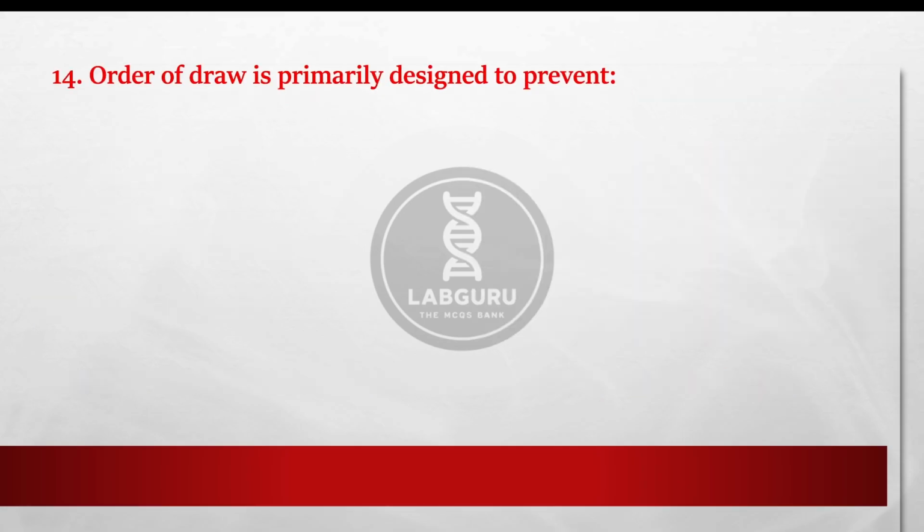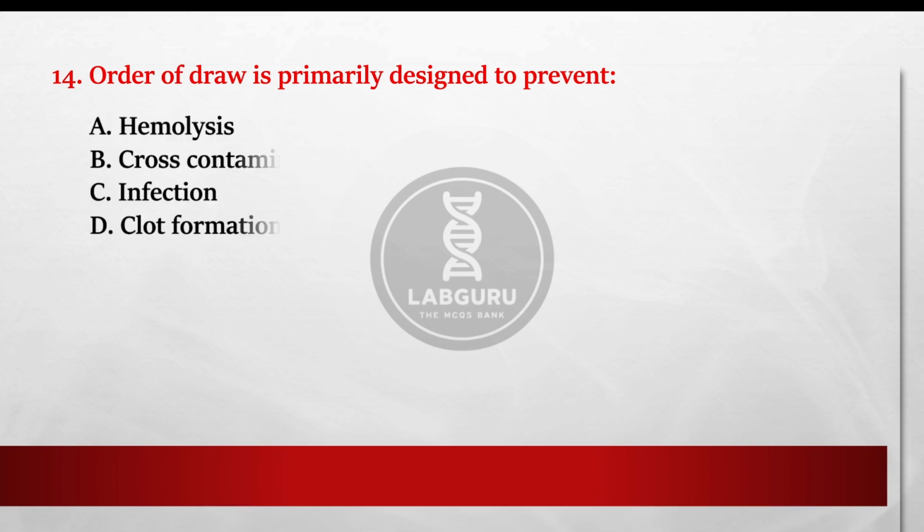Question number 14. Order of draw is primarily designed to prevent. Why are we choosing these orders for blood collection? What is the reason behind it? Option A is hemolysis. Option B, to prevent cross-contamination of additives. Option C is to prevent infection. And option D is to prevent clot formation.